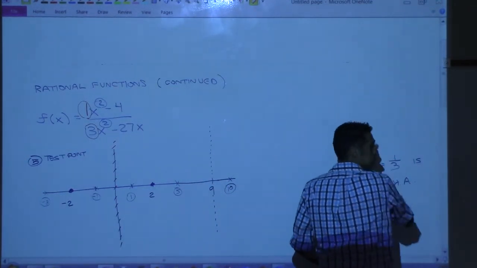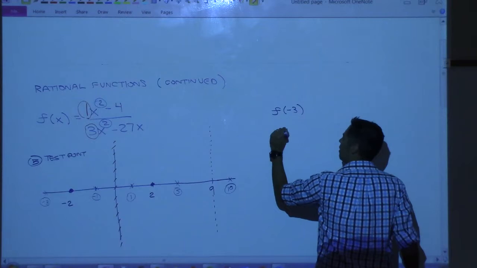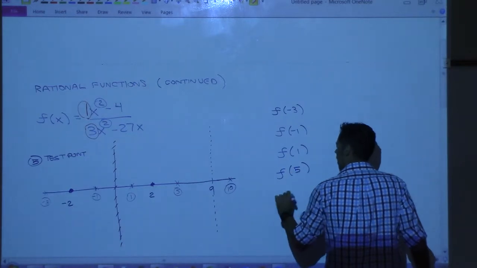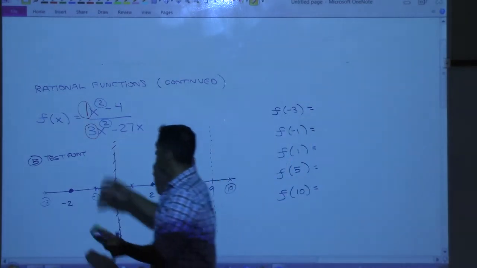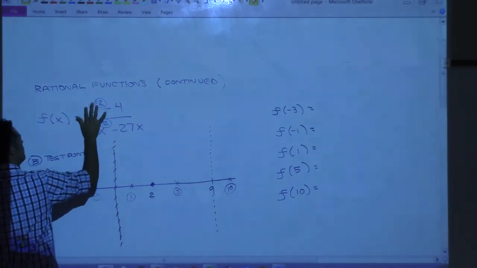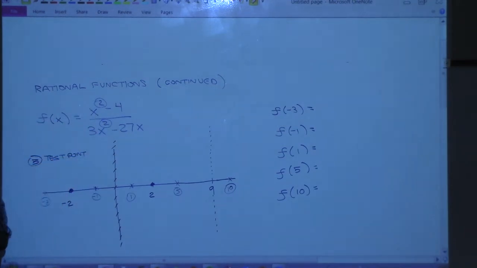Plug it into the function, the original function. So I need to now figure out what's f of negative 3, what's f of negative 1, what's f of 1, what's f of 5, and what's f of 10. That means you have to plug those numbers into this function right here, the original one. All we're concerned about is whether the answer that comes out is positive or negative. If the answer comes out positive, that tells me my point's going to be up. If it comes out negative, it's going to be down. And that's all I care about. Are y'all with me on that?